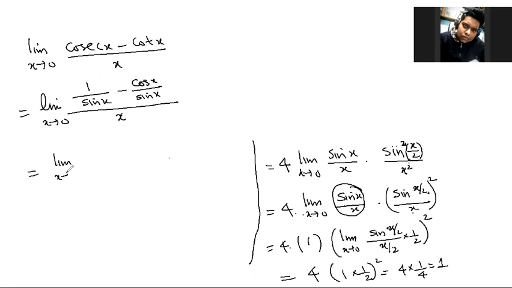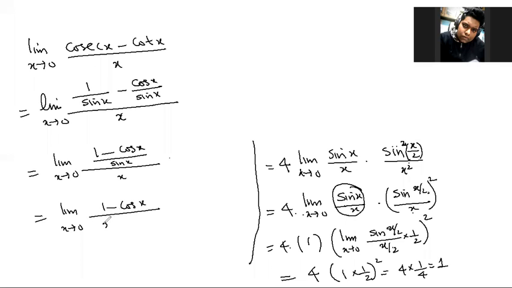Now, this sin x is common for both denominators. So you can imagine it to be common like this. Now this became 1 minus cos x upon x sin x. So much is clear. Any doubt anywhere?